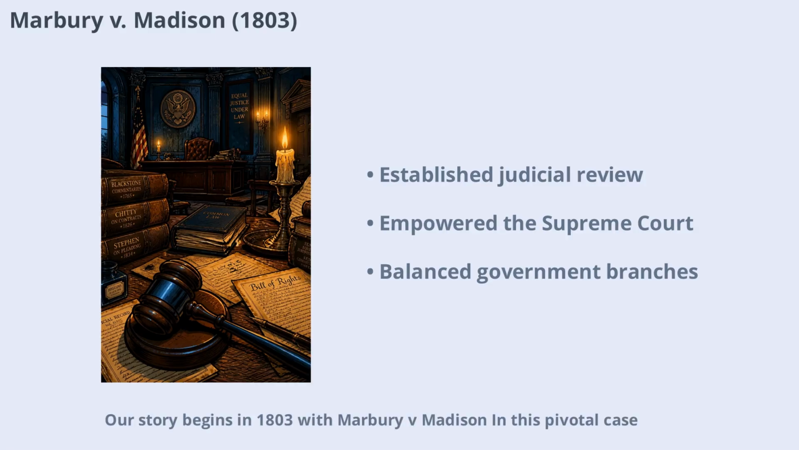The story begins in 1803 with Marbury v. Madison. In this pivotal case, Chief Justice John Marshall established the Supreme Court's authority to strike down laws as unconstitutional, a power not explicitly stated in the Constitution.